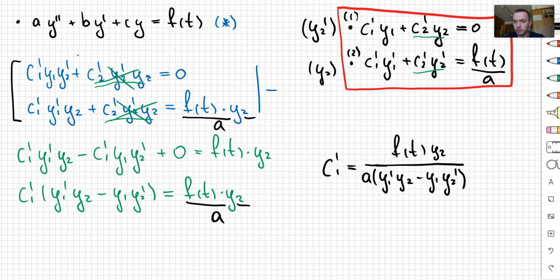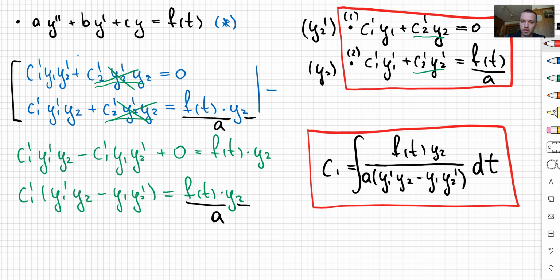So actually what I can do is integrate both sides. And if I integrate both sides, I'm going to get that c1 is going to be equal to the integral of that function. So c1 is not going to be an unknown function anymore. c1 is going to be the integral of this function.